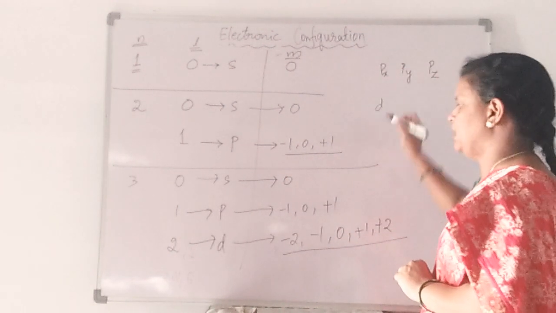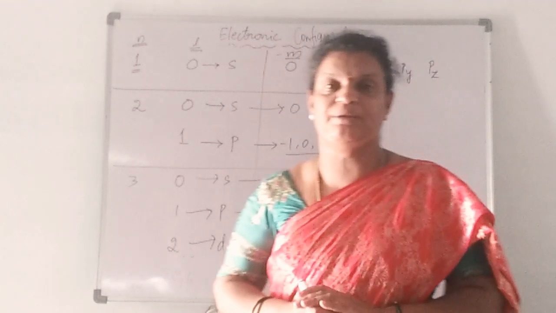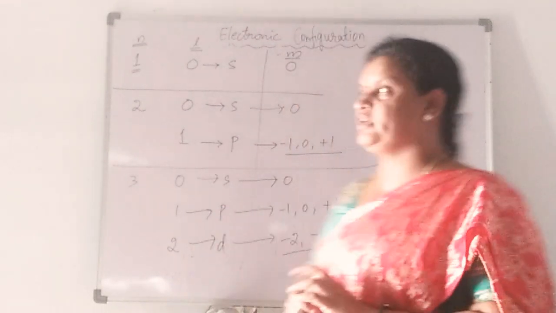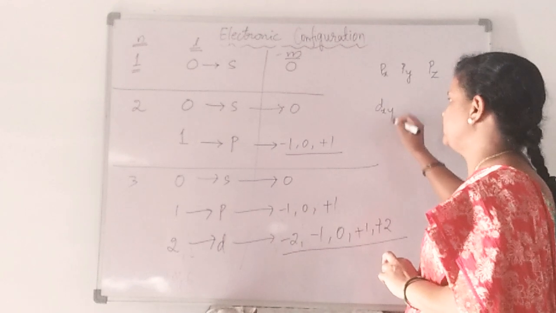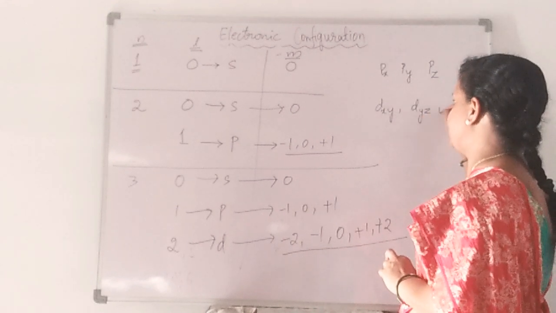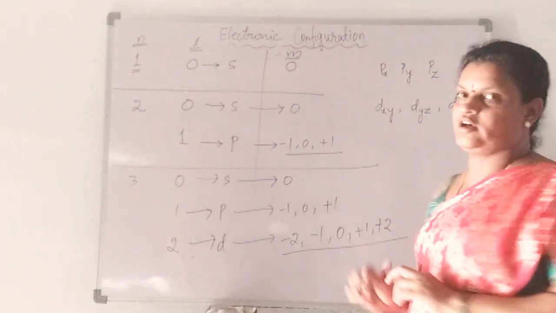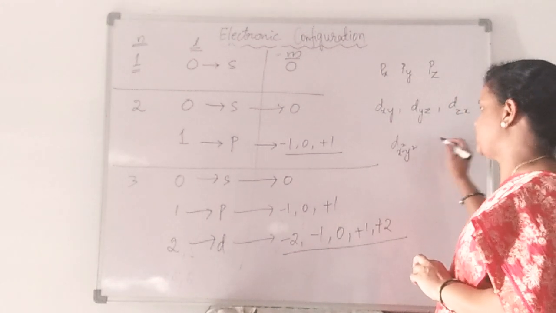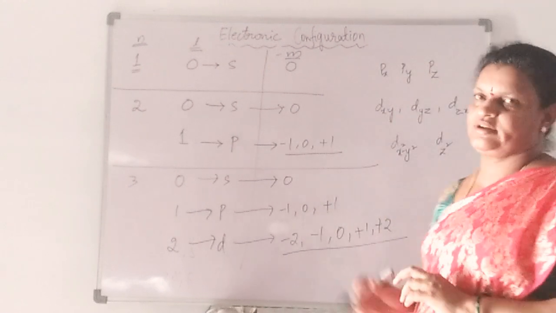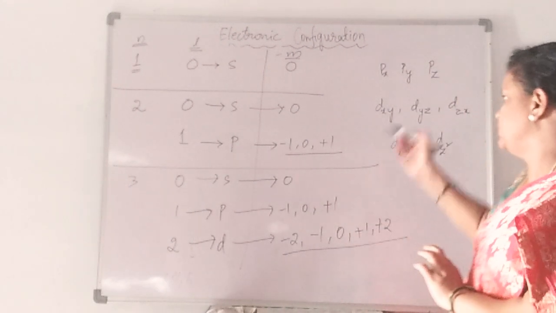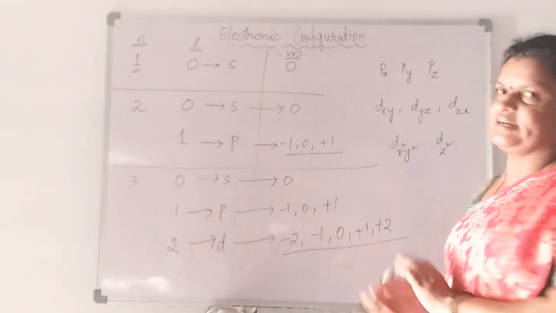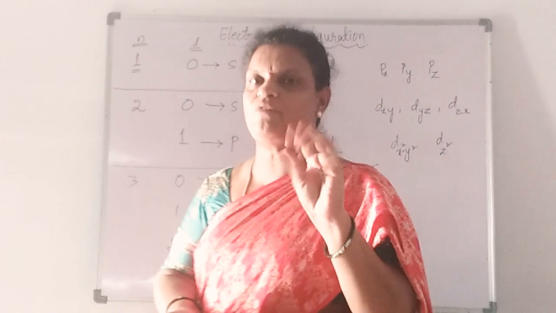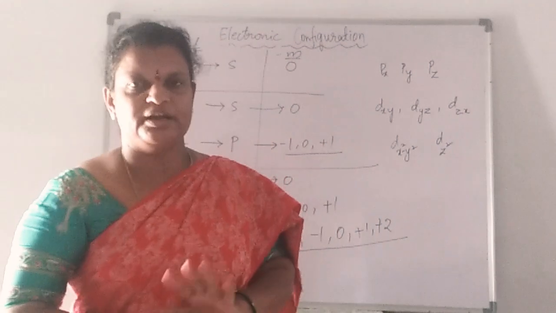What are those? Here we have the d orbitals. What is the shape of that? Double dumbbell shape. 2 dumbbell shapes are there. So those are dxy, dyz, dzx, 3 orbitals. Along with that we have dx square minus y square and also dz square. These are the 5 orbitals present in one d subshell.